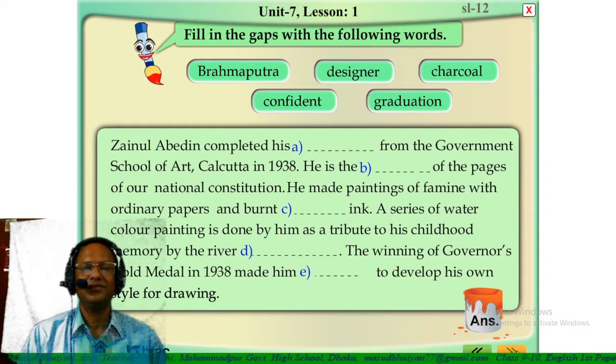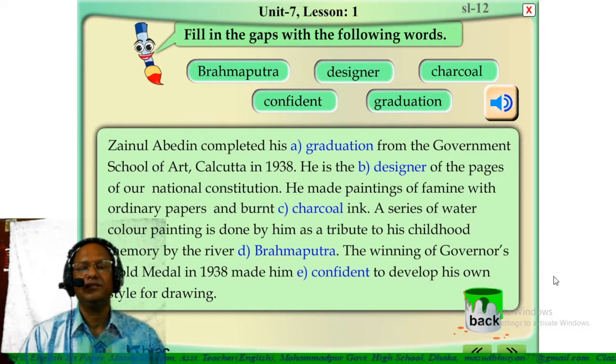Here we find only one river, that is Brahmaputra. So here the river Brahmaputra. The winning of Governor's gold medal in 1938 made him confident to develop his own style for drawing. So we have already found the five right answers: number A, graduation; number B, designer; number C, charcoal; number D, Brahmaputra; and number E, confident.